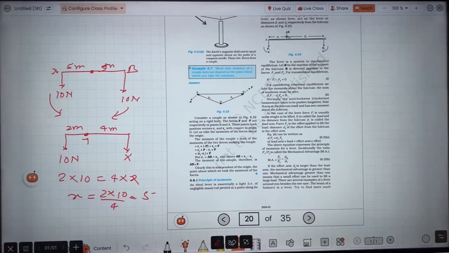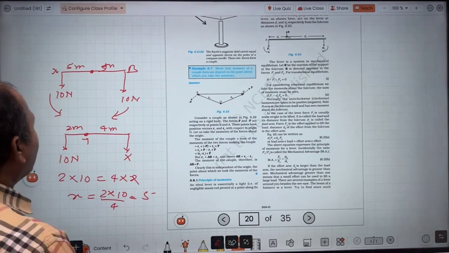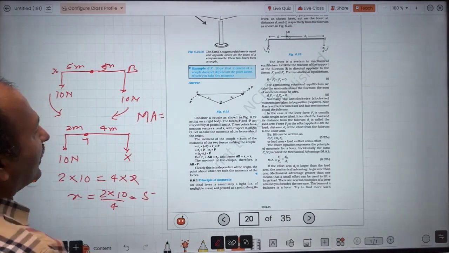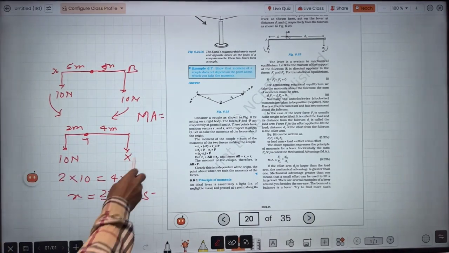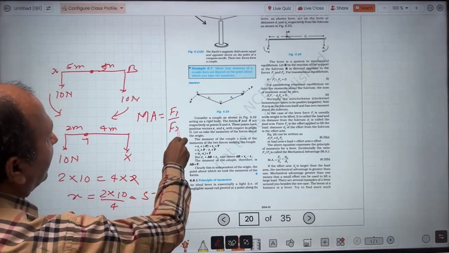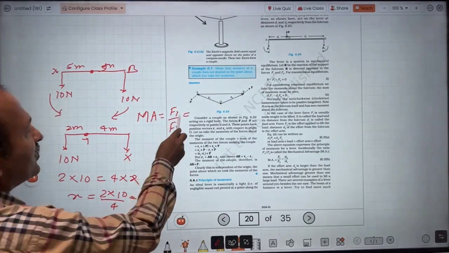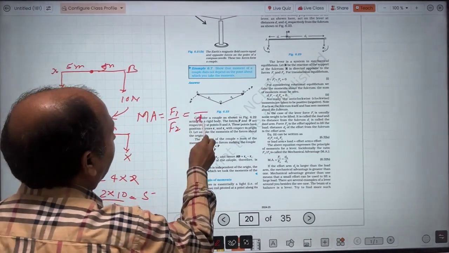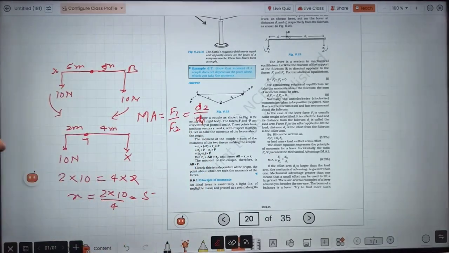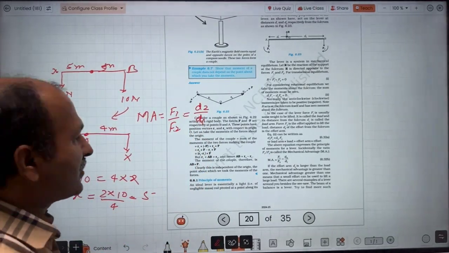So like this, the moment of force will give mechanical advantage also. Mechanical advantage is given by a ratio of forces. Suppose we write F1 upon F2. In that case, the distances will be just opposite: the distance for F1 will be here and the distance for F2 will be here. So this is the formula for mechanical advantage.